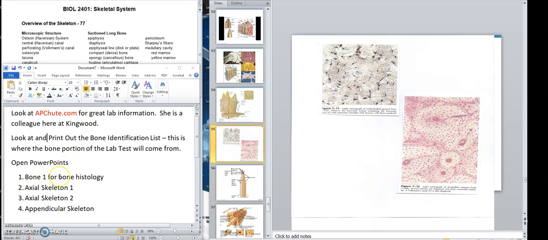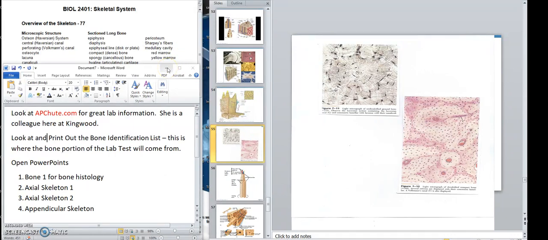Bone 1 for bone histology. I'm going to look at bone histology, bone 1. That's the name of the PowerPoint. Now, you've seen it before because we did it on histology. And then for the skeleton, look at Axial Skeleton 1, Axial Skeleton 2, and the Appendicular Skeleton. Okay, so that's kind of the PowerPoints that I'll be using in my videos here, and we'll just see how this goes. And I'll put this in the D2L too, so you'll know which PowerPoints to look at again.